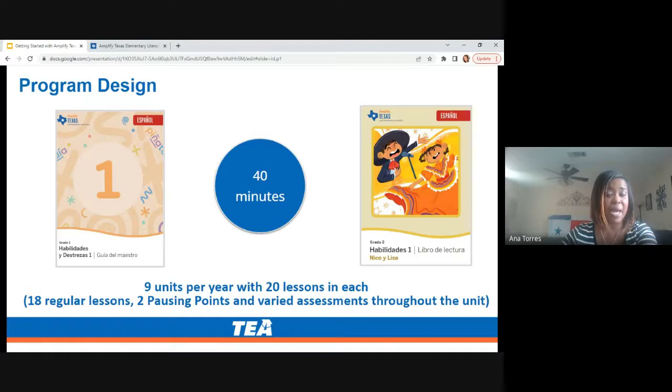There are going to be 9 units per year with 20 lessons in each, and the breakdown of that is 18 regular lessons, 2 pausing points. I'm going to talk about pausing points a little bit later on in the session, and there'll be varied assessments throughout the unit. As it relates to assessments, assessments are another important component of the Amplified Texas curriculum.